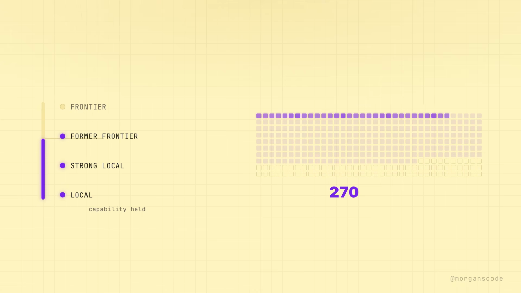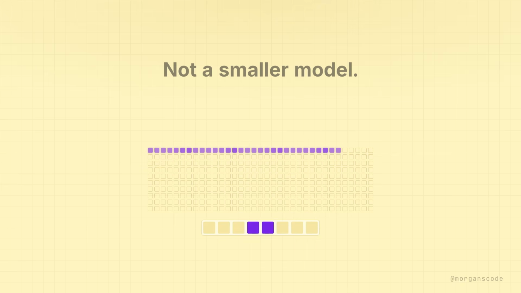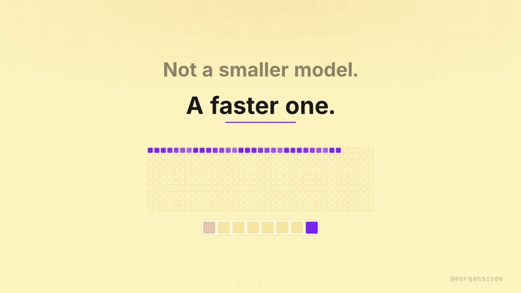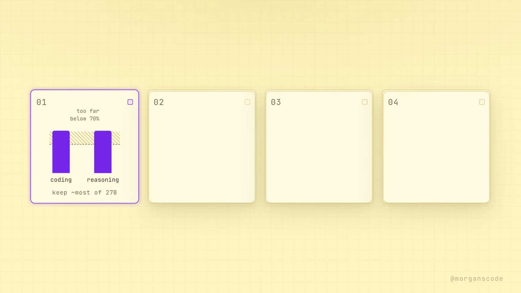Now imagine keeping most of that capability while activating only 3 billion parameters for each token. That is the real promise of Qwen 3.8 35B-A3B, not simply a smaller model, but a much faster version of one of the strongest local coding models available. To deliver that promise, it would need to do 4 things. First, it would need to retain most of the 27B model's coding and reasoning ability. A faster model is not useful if the quality falls too far.